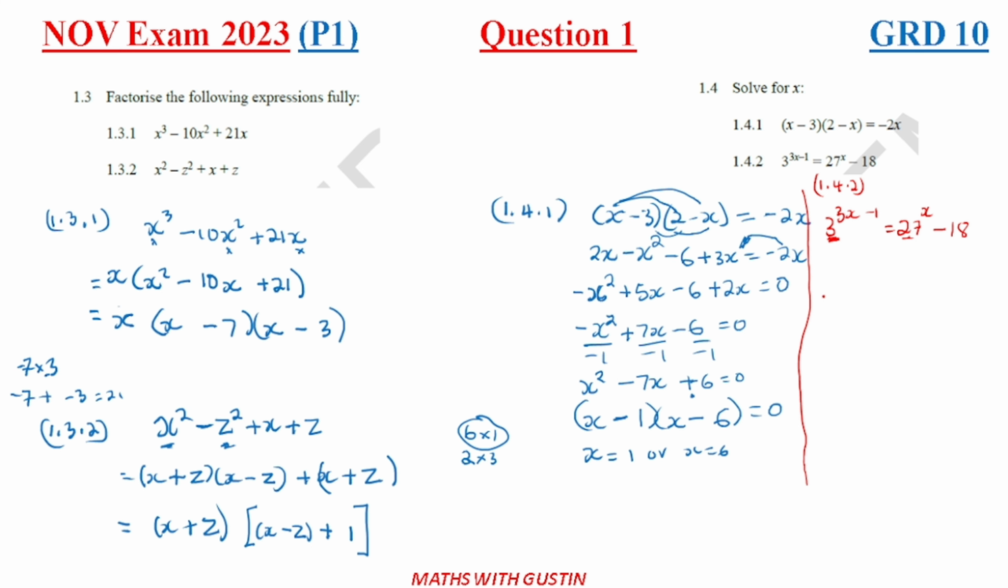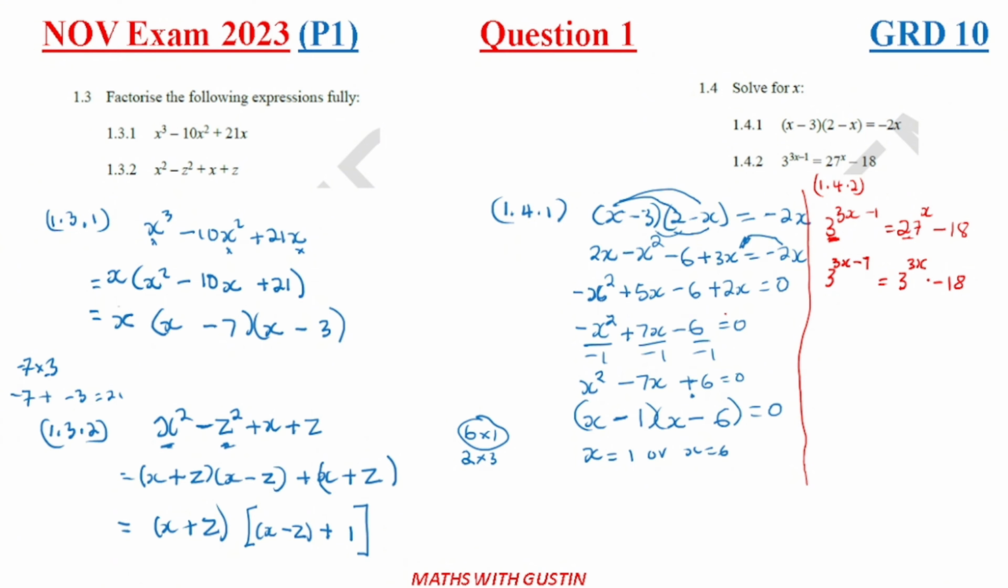Okay. So now let's see. Now we have got a 3 here. It's going to be 3x minus 1. Okay, so therefore now here we can change this 27, you can change it to be 3 to the power of 3, which gives us 27. So when you multiply this 3 with this x, it's going to be just 3x minus 18.